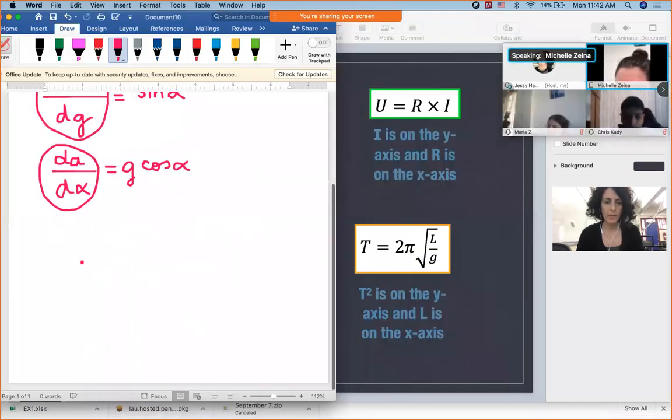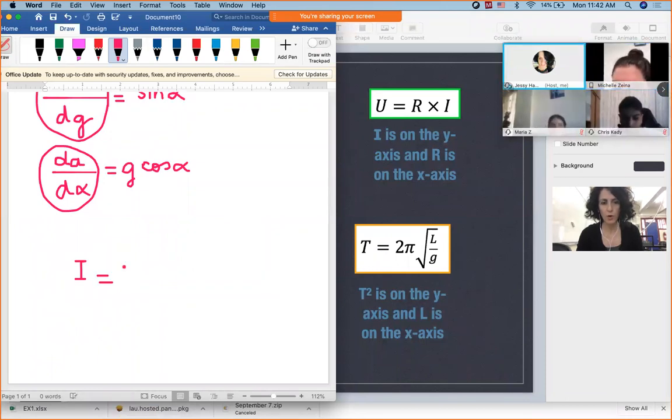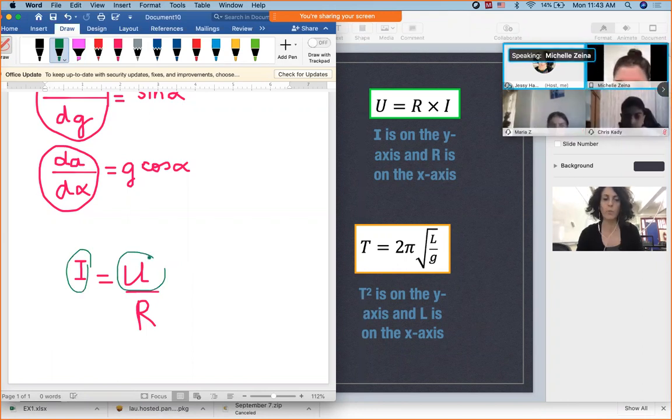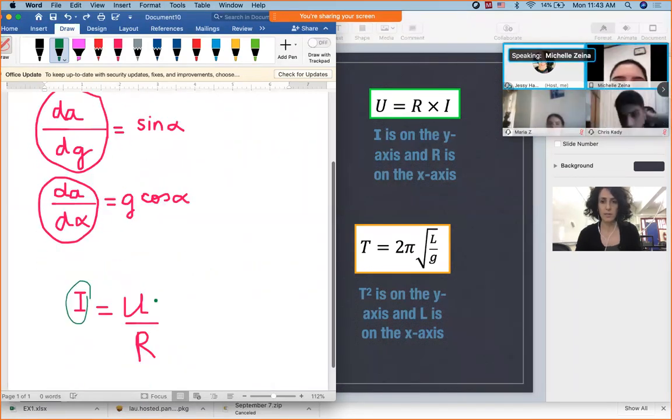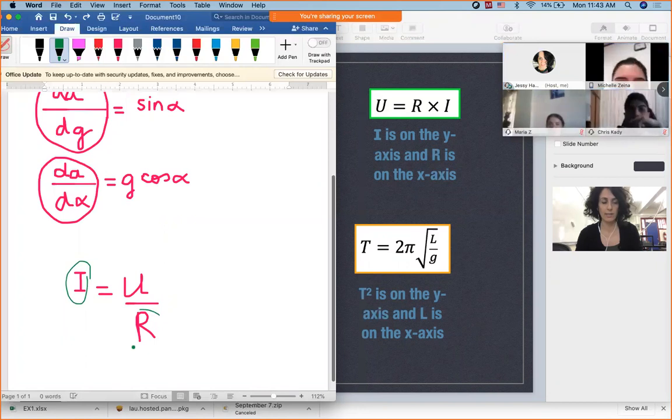So I can write it as I equal to U over R, right? Or am I wrong? So this is my Y and this is my X. What would be my slope? Yes, 1 over R is my slope. And no, I'm wrong. This is, no, R is the X.